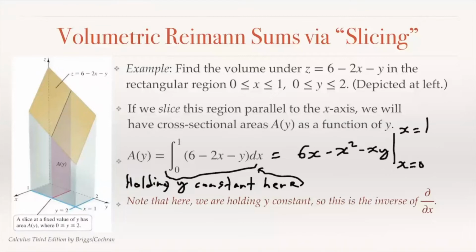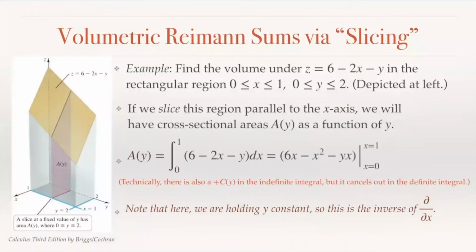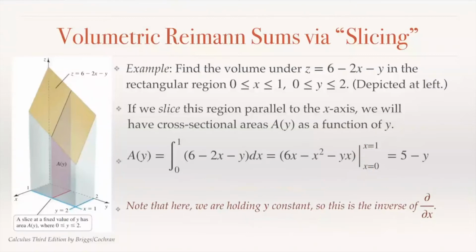Because we are holding y constant here, this is really the inverse of the partial derivative with respect to x. And technically, there's also a plus a constant. In this case, that constant would be plus c of y, since y is constant. But it cancels out in the definite integral, so we never have to write it, in the same way that we never wrote it in Calculus 2. Okay, so evaluating that difference, we wind up with 5 minus y.